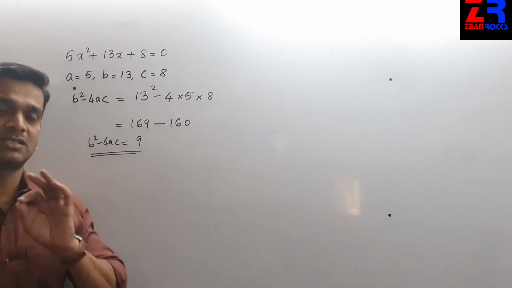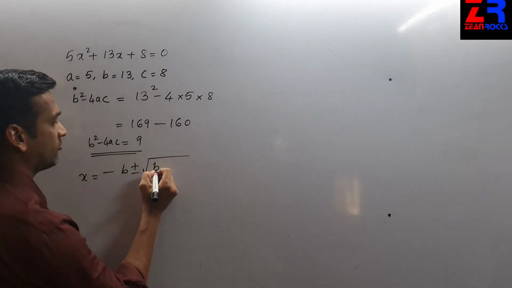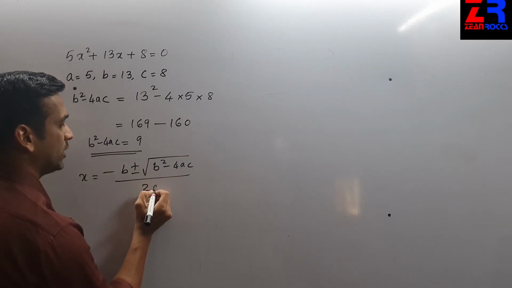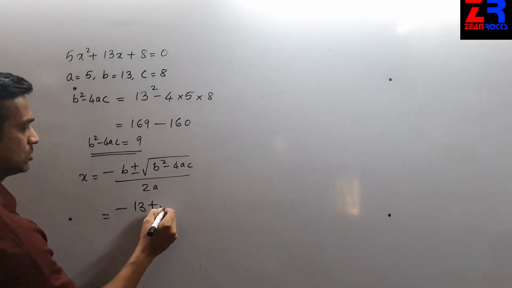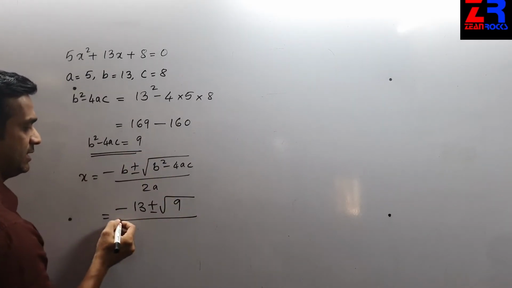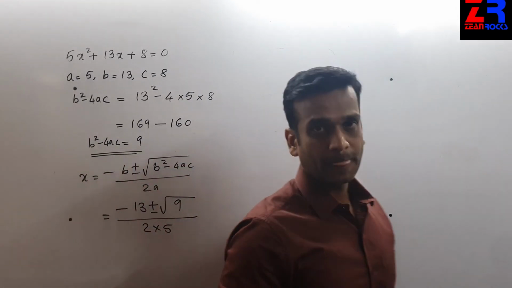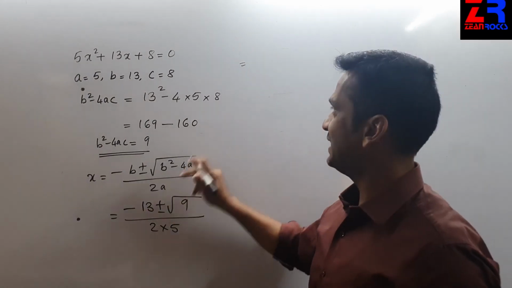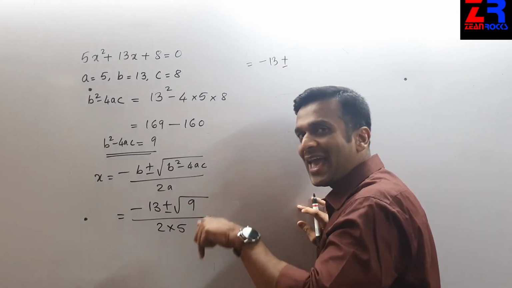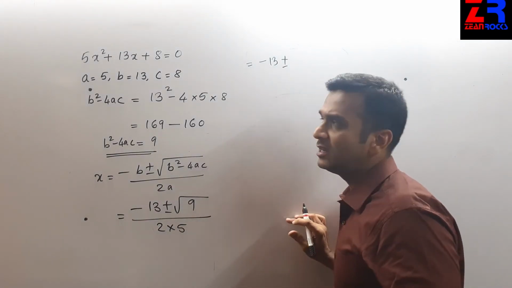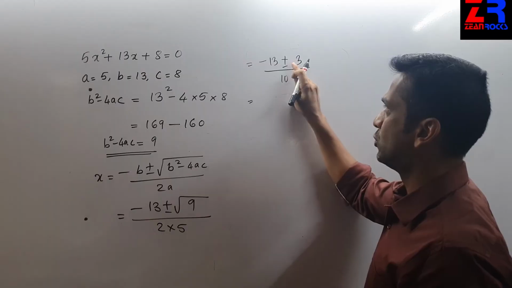The next part of the question is to solve using the formula. x is equal to minus b plus minus root of b square minus 4ac upon 2a. b is 13, plus minus root of b square minus 4ac means 9, upon 2a. a means 5, so 2 into 5. Minus 13 plus minus. Can you get the square root of 9? Yes. Square root of 9 is 3, upon 2 5s is 10. So there will be two answers.